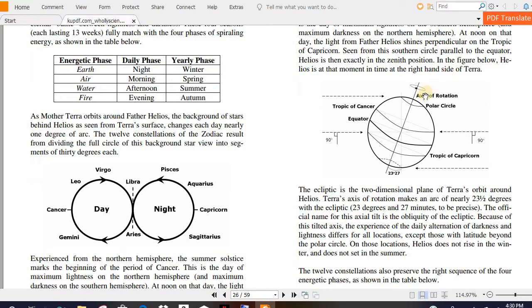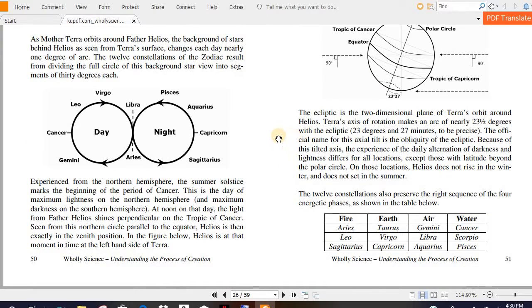So we have the axis rotation, and we have the precession of the equinoxes, because the Earth rotates on an axis, but it wobbles. So the ecliptic is the two-dimensional plane of Terra's orbit around Helios. Terra's axis of rotation makes an arc of nearly 23.5 degrees, with an ecliptic of 23 degrees and 27 minutes to be precise. The official name for the axial tilt is the obliquity of the ecliptic.